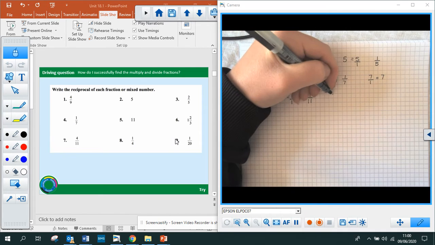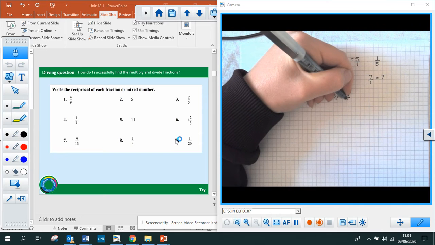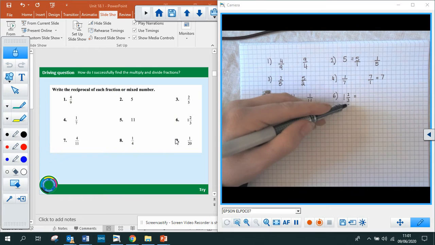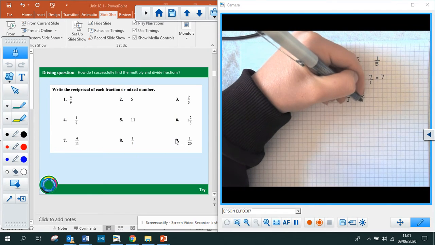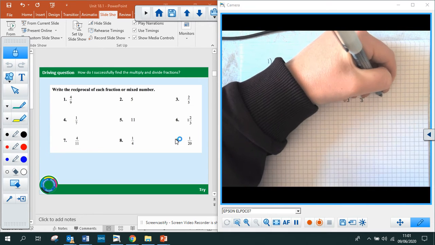Number 6, okay, pay close attention. We've got 1 and 2/3. I need to convert it to improper first. 1 multiplied by 3 is 3. Add 2 is 5, so it's 5/3 as an improper fraction. The reciprocal of 5/3 is 3/5.